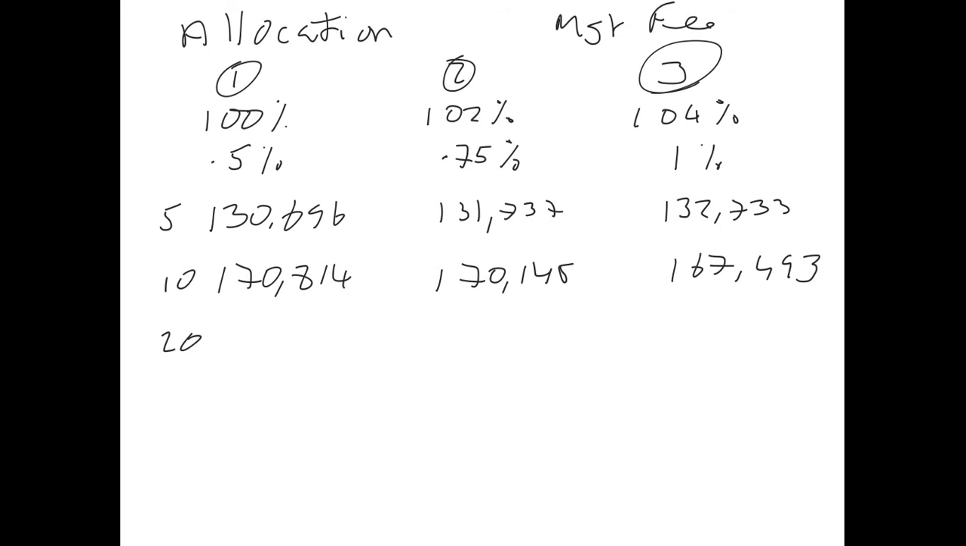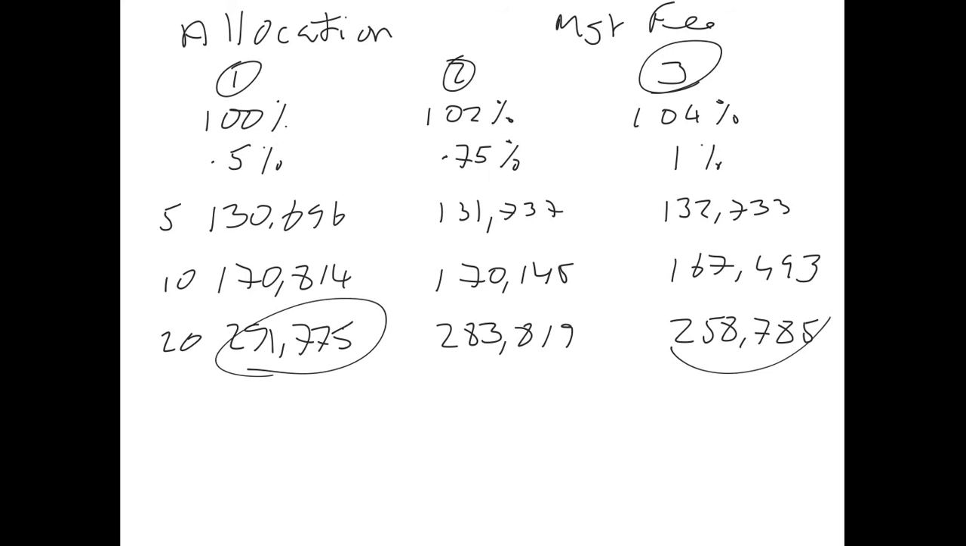We have 20 years. We have 291.775 under option 1, 283.819 under option 2, and option 3 is 258.785. So you can see there's a huge difference there between these two figures.